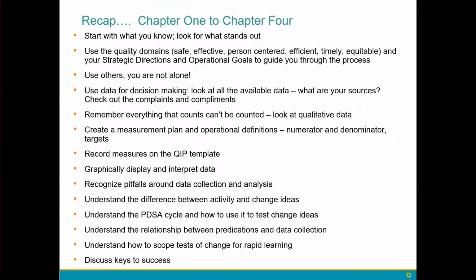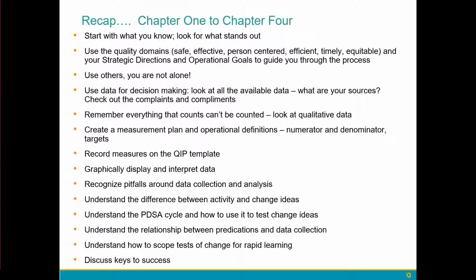So this is a recap of chapters 1 to 4. And as I mentioned, all of these chapters are available on our website. So key highlights are starting with what you know and look for what data stands out. Using the 6 domains of quality, leverage the experience of your colleagues. You're not alone in developing your quality improvement plans. Using data for decision making and look for what sources of data are available to you. There's likely more than you would have thought of right at the top that are easily accessible to you. Everything that counts can't be counted. Look for qualitative data. Create your measurement plan and operationalize your definitions, numerator, denominator, and set your goals or targets.